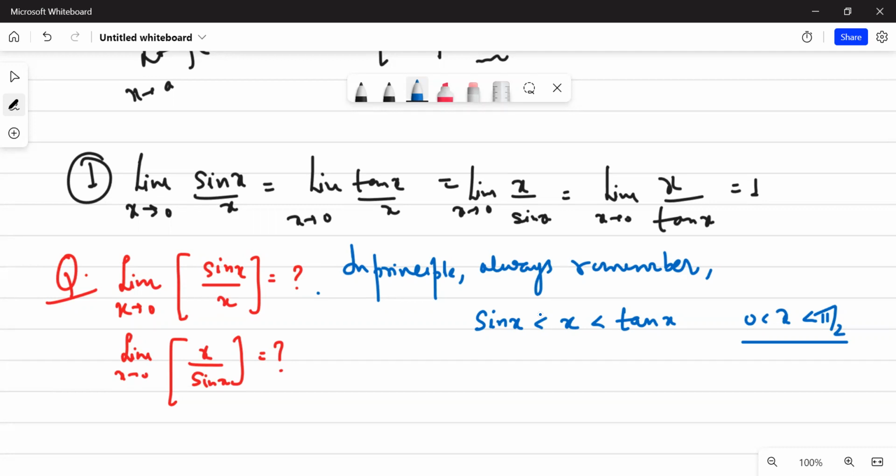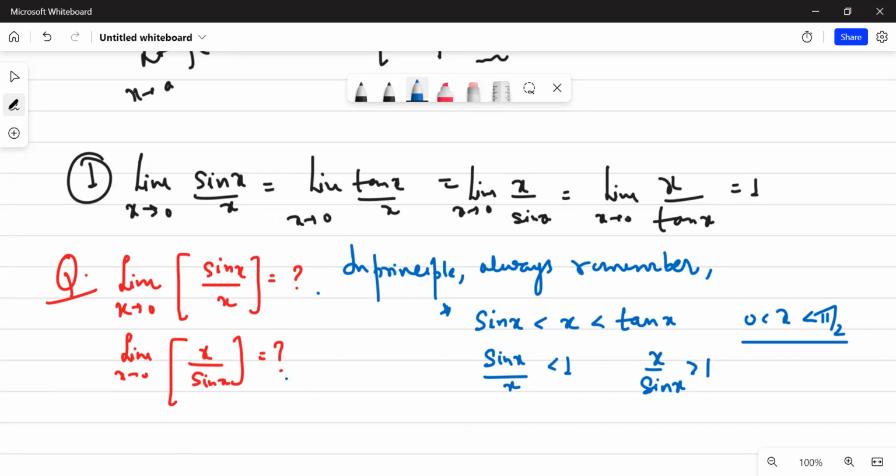Harshit, is that clear? Yes, sir. Okay. So in principle, always remember this, and I'll derive this property probably tomorrow so that it will be clear for you also. But overall, understand that this is always true. Since this is always true, always remember that sin x by x will always be less than 1, and x by sin x will always be greater than 1.